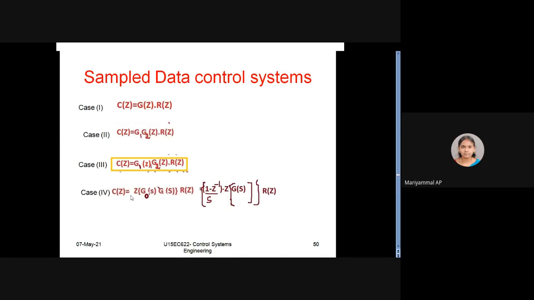Then in the fourth case, we have only one difference: one zero order hold system is connected in the blocks. It is simply represented as G0(s), so G0(s) is the representation of the block of the zero order hold system. So these are the four cases of the sampled data control system.